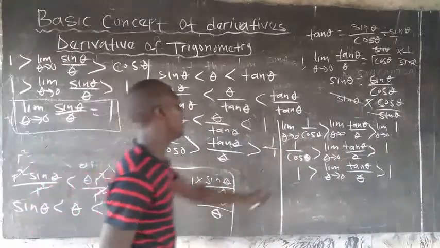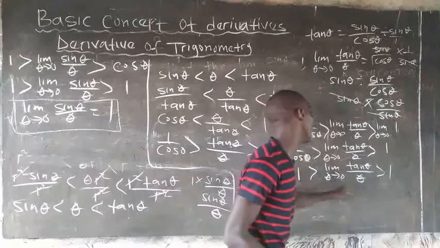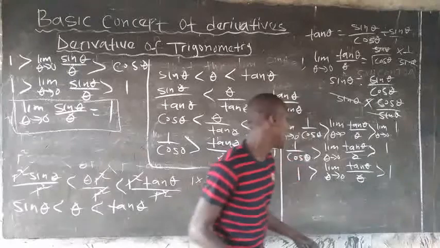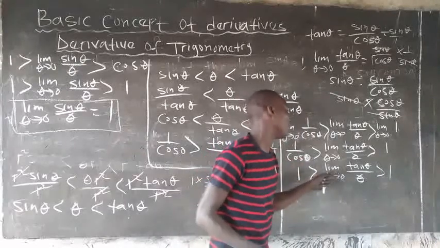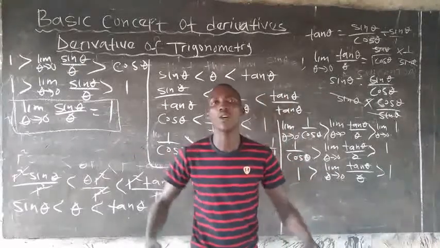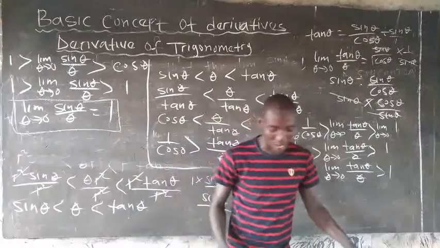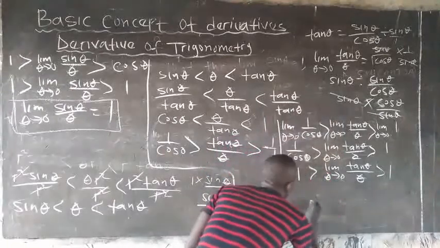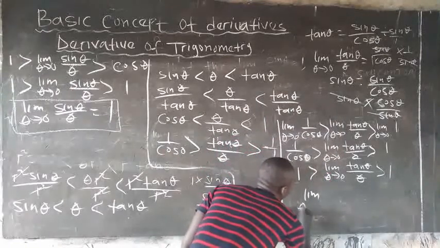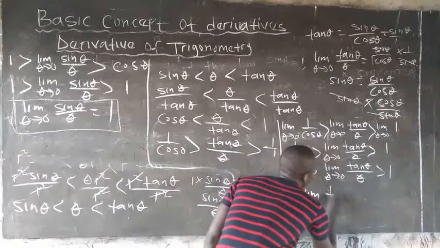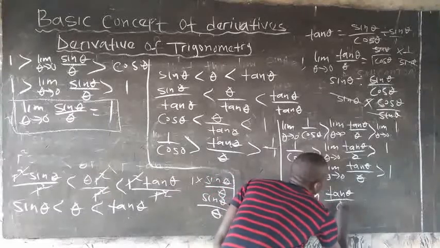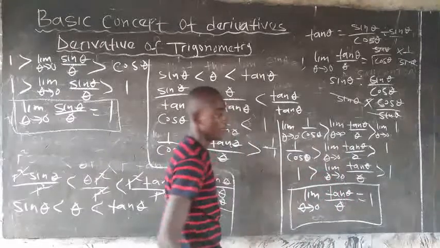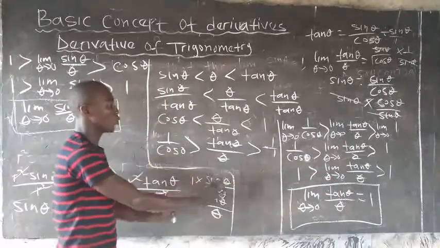Come back to this place. The limit as theta approaching 0 of tan theta over theta is less than 1 and greater than 1, which means that the limit as theta approaching 0 of tan theta over theta is equal to 1. So here shows the proof, that this is how to do it.